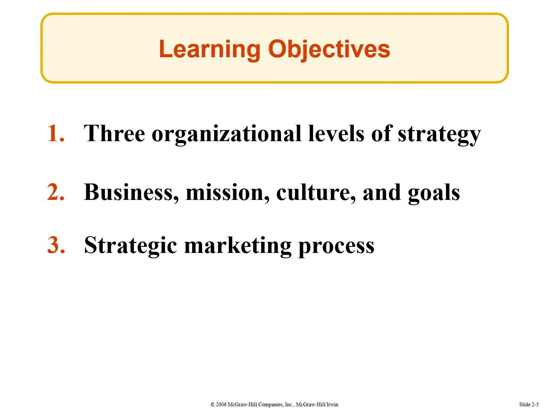These are the broad learning objectives that we covered in this chapter. We talked about 3 organizational levels of strategy after board of directors. We talked about corporate level, strategic business unit level, and functional levels. Then we talked about business mission, culture, and goals. We also talked about strategic marketing process. And that ends our chapter.